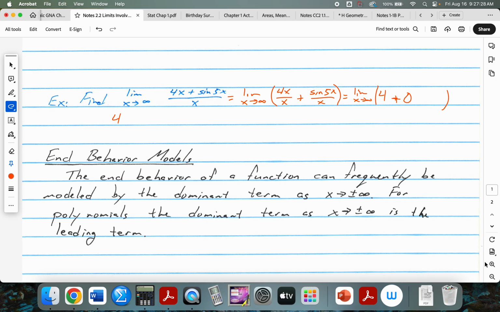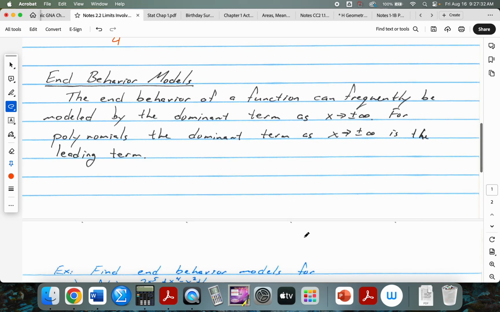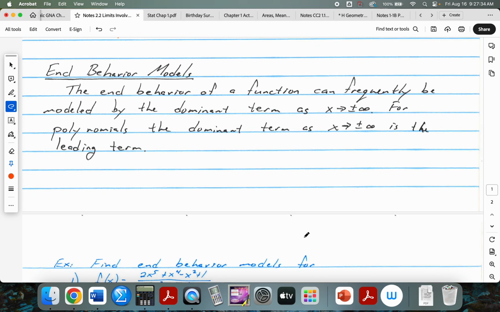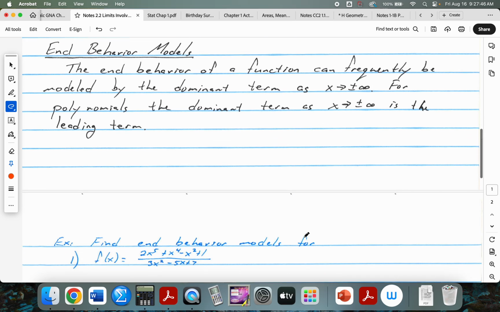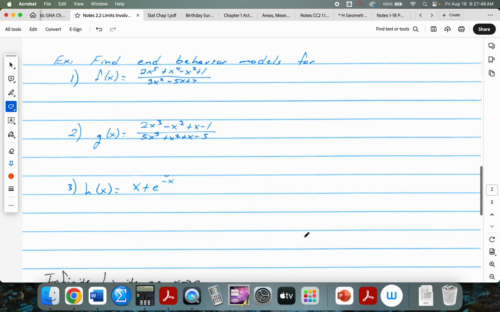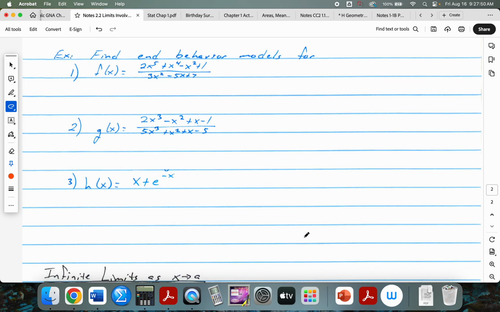All right, in end behavior models, the end behavior of a function can frequently be modeled by the dominant term, as we were already talking about earlier, as x goes to plus or minus infinity. For polynomials, the dominant term as x goes to plus or minus infinity is the leading term, which makes sense. It has the highest exponent. So let's find end behavior models for this.